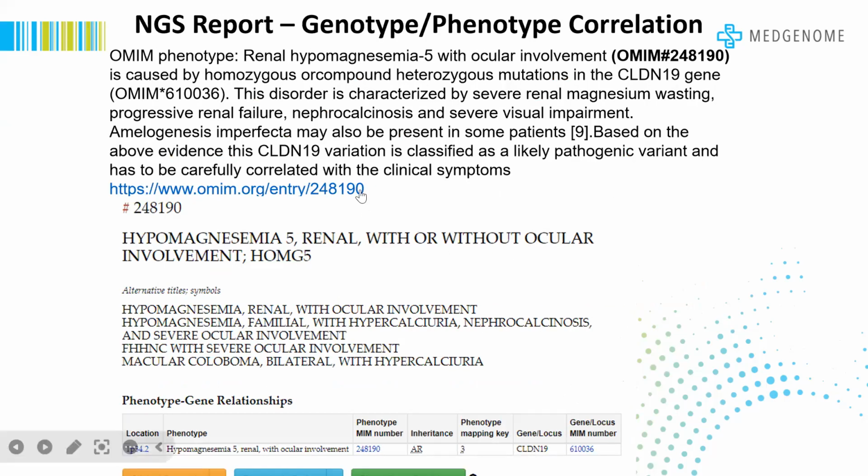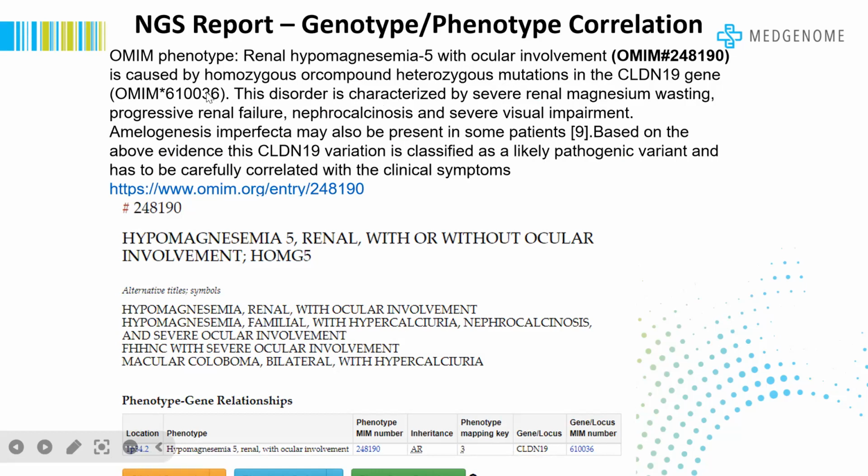Genotype-phenotype correlation: once we find the genotype, we have to match it with the phenotype. So what is the phenotype? OMIM stands for Online Mendelian Inheritance in Man. This is a disease database where different mutations causing different pathological conditions in humans are listed. This mutation causes renal hypomagnesemia 5 with ocular involvement, as was suspected in this case. This is caused by homozygous or compound heterozygous mutation in the CLDN19 gene. We have found a homozygous autosomal recessive mutation in this case. The complications that may arise from this condition have been listed here, and you can find them.